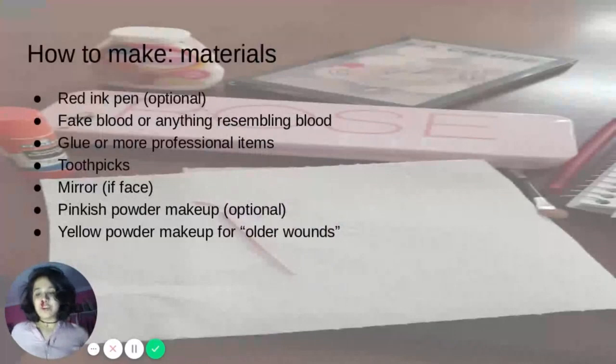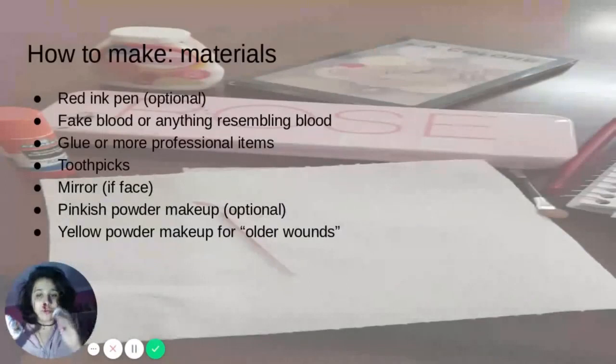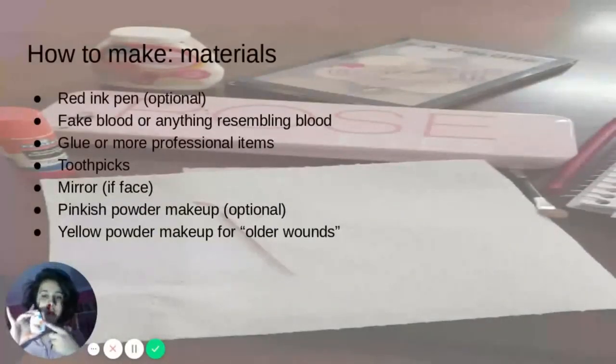For your materials, you will need a red ink pen. I do not need it, and I threw it out last take. But you will need it if you want to make an outline of where you want to make your wounds first. You also need fake blood. If you do not have any actual fake blood from the store, you can use food coloring or a drink enhancement.